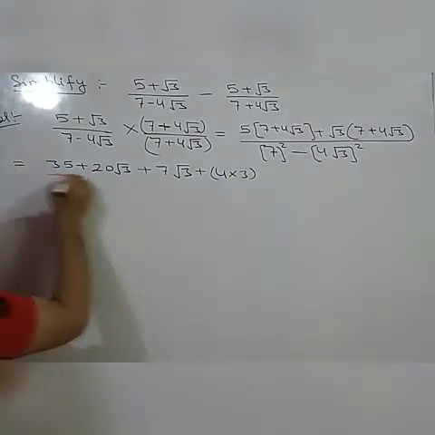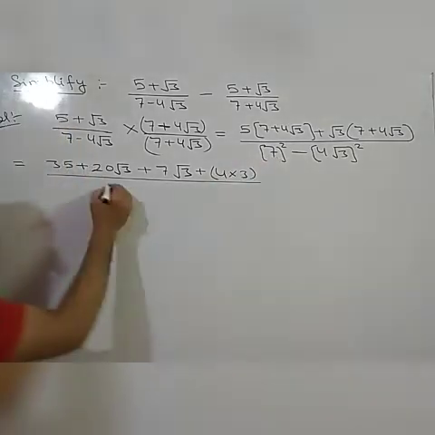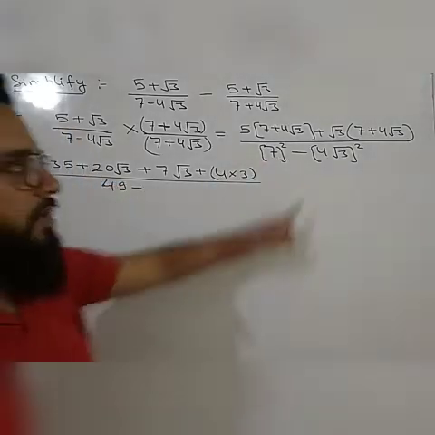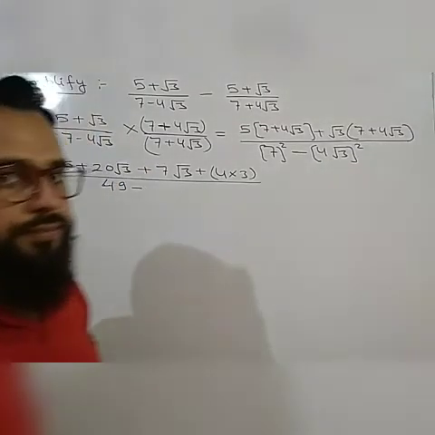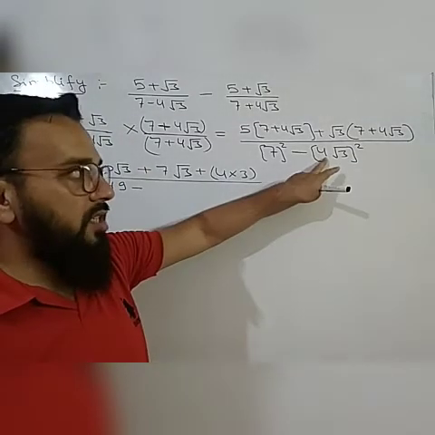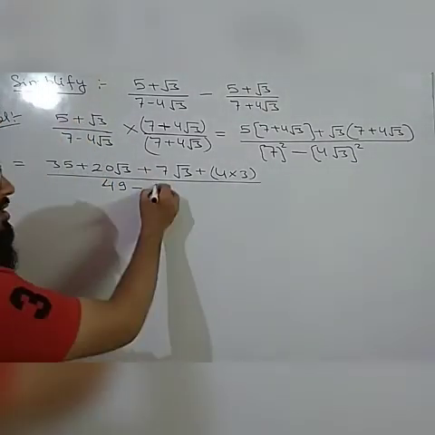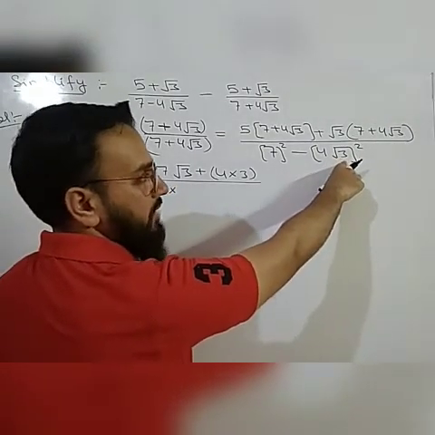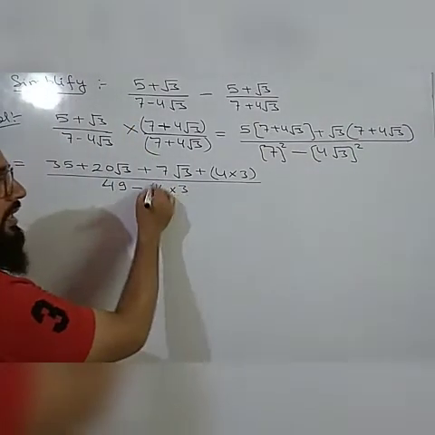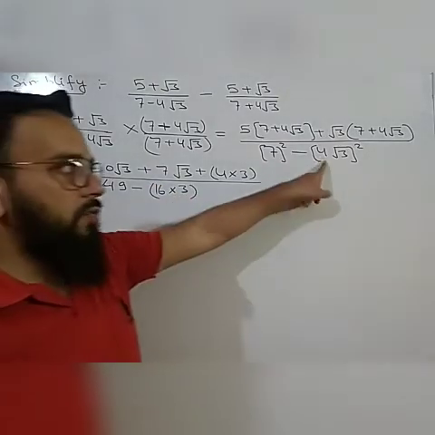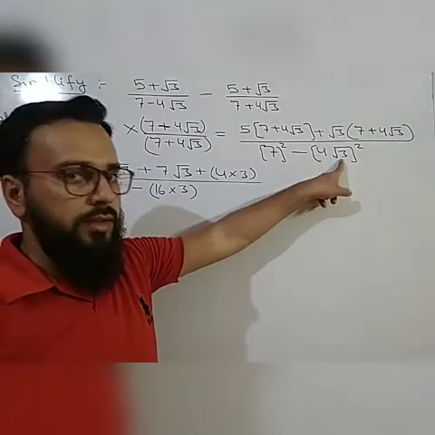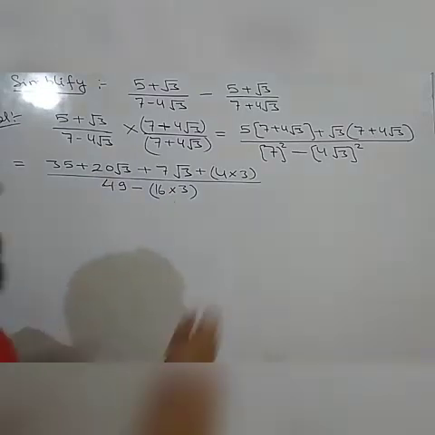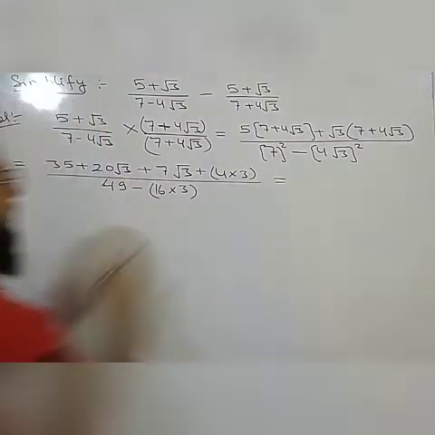In the denominator, 7 square is 49 minus the square of 4 root 3. It will be 4 square, which is 16, into the square of root 3, which is 3. So it will be 16 into 3, that will be 48.